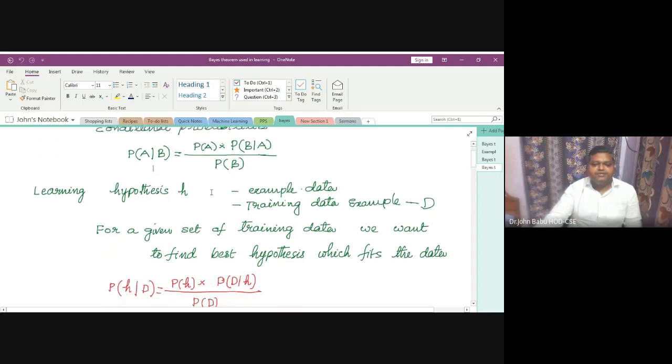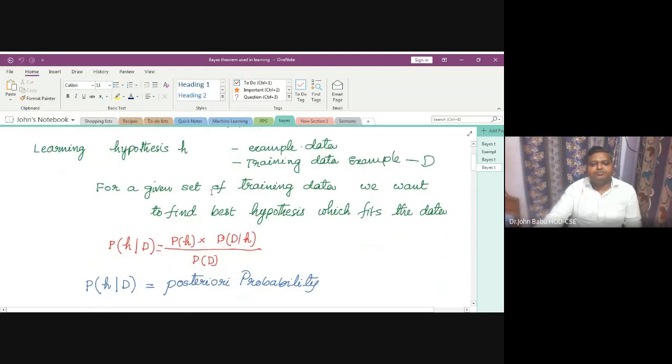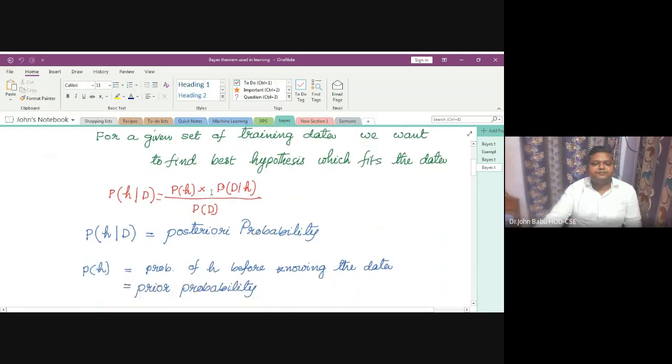So when we apply this for a learning problem, or to learn a hypothesis which will best fit the data, it is something like this. Probability of hypothesis given the data is equal to probability of hypothesis into probability of data given the hypothesis, that means the consistent data with the hypothesis, by the probability of data.